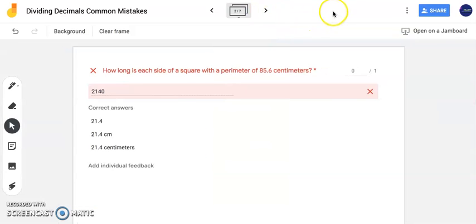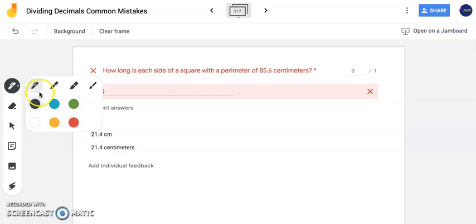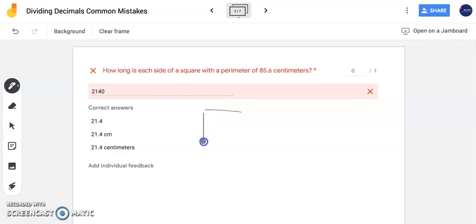In this first problem, it says, how long is each side of a square with a perimeter of 85 and 6/10 centimeters? First thing I'm going to do is draw out my square because sometimes it helps visually seeing a square. And as we know, a special characteristic about a square is that all four sides are equal. So that's our hint to tell us how long is each side. Each side needs to be equal, the same measurements. That's telling me I need to divide by 4.